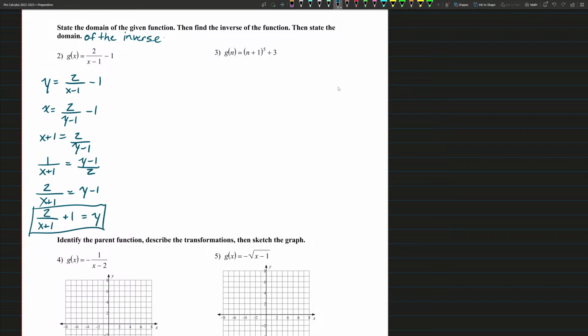Okay, but I forgot to take the domain. So the domain of g, right? In this case, x can't be 1, because that would make that denominator 0. Okay, so that's part 1. Part 2 is all of this. And then the domain of this function is x can't be -1. Again, because if we plugged in -1 into that denominator, we'd get 0, and we can't have that because that's undefined.